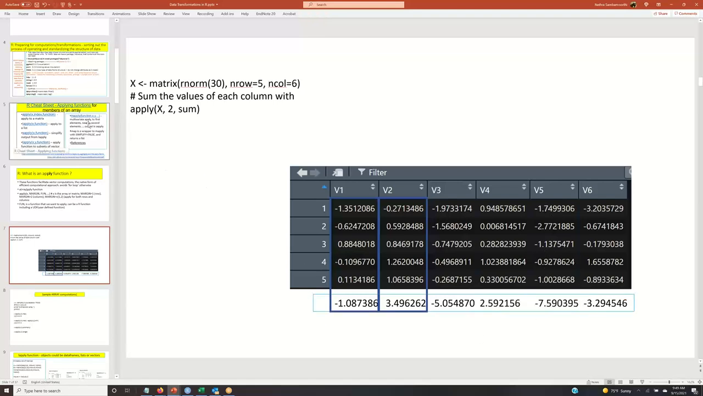But remember, A can be an array. It doesn't have to be a matrix. Right now I have a matrix, but it can be an array, that means multi-dimensional matrices. It could be four-dimensional, three-dimensional, 10-dimensional, it doesn't matter. But by using the right index, you will be summarizing by that index alone.